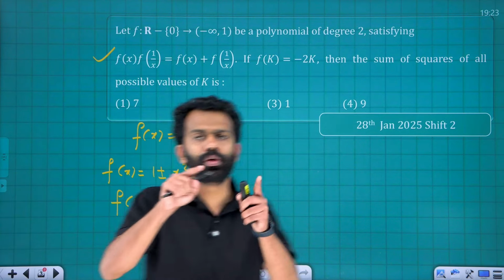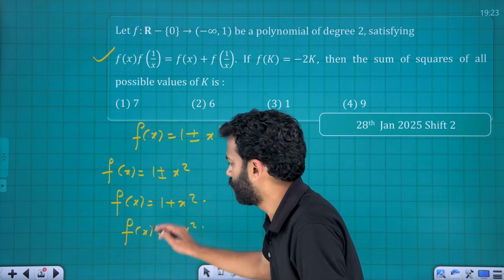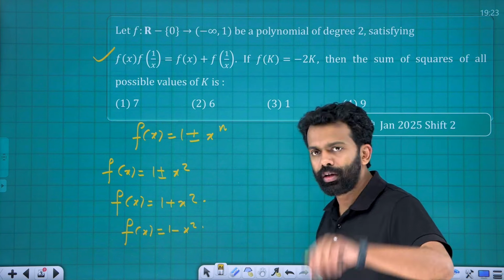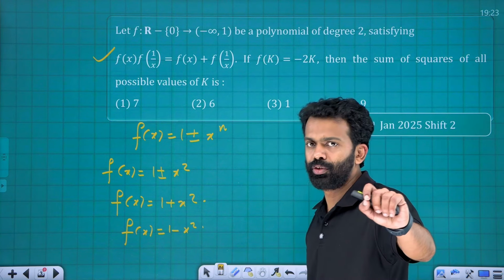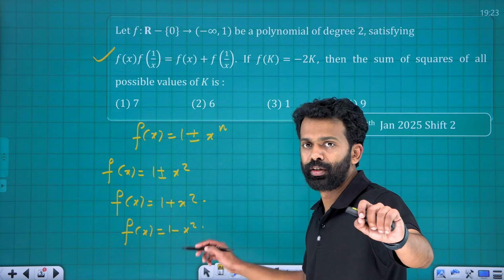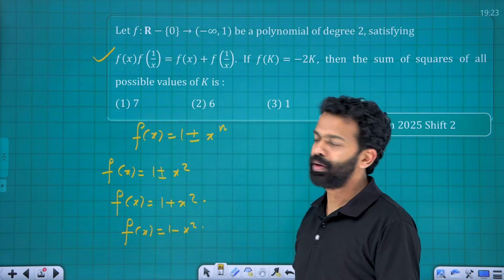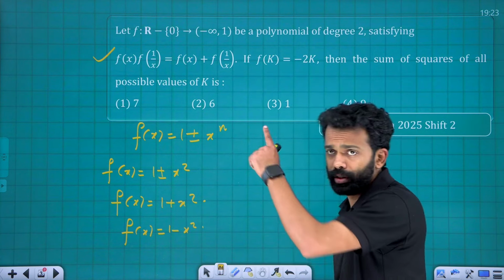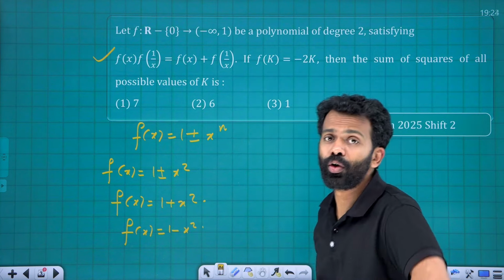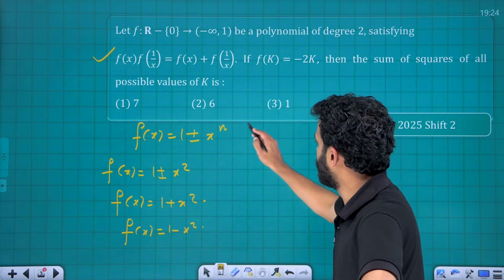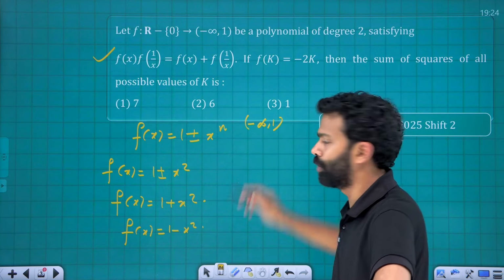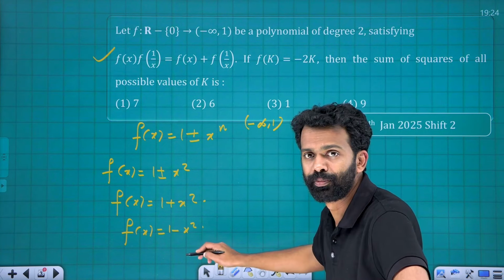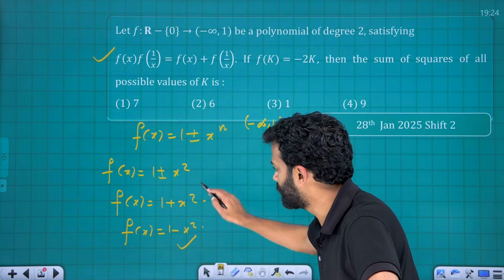So which value should you take from here? Either this one or this one. You can only opt for one. If you want, you can hit the pause button and think by yourself. Which one do you want to select here? It's already given in the question. To identify which one to select, you need to observe the codomain. What is the codomain here? The codomain is minus infinity to 1. According to this codomain, which one do you select? This one will be better. You can exclude this one.